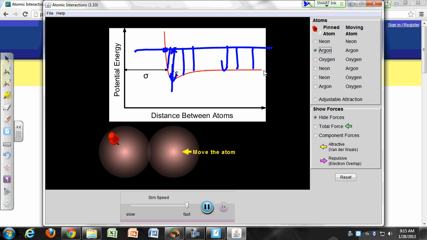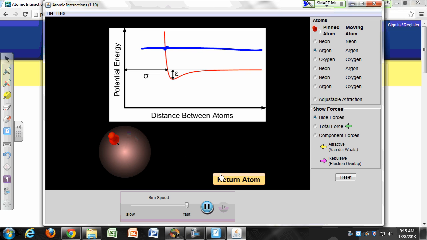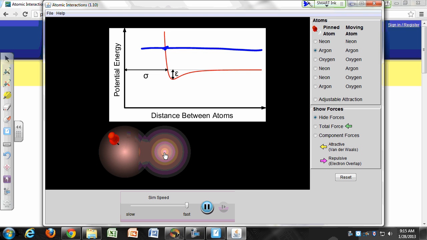So let me start the animation at the point where they have stopped. Let's say this is the total energy, and so they've approached each other as close as possible. So this is as close as, oops, sorry. Turn the atom. Okay, so they're very close together now.